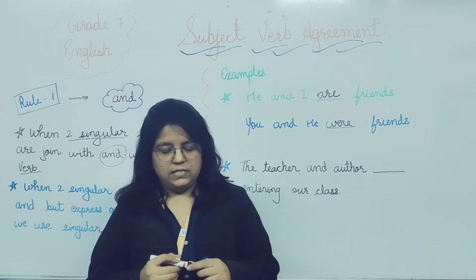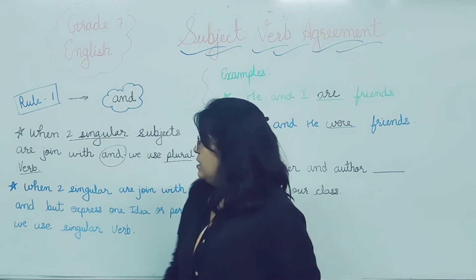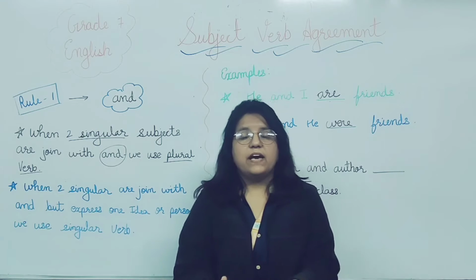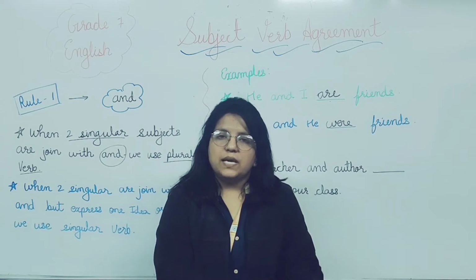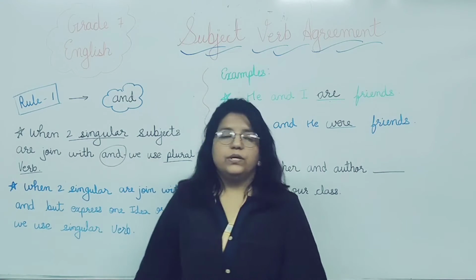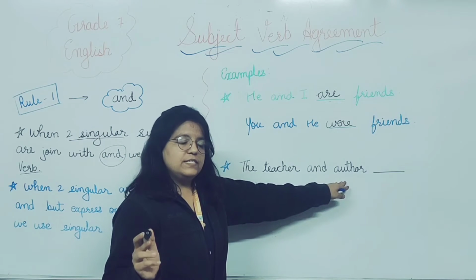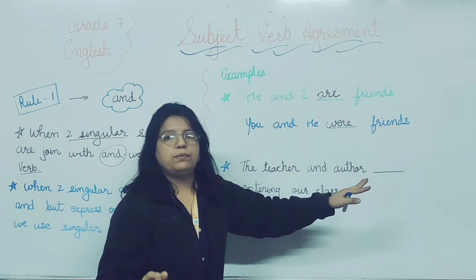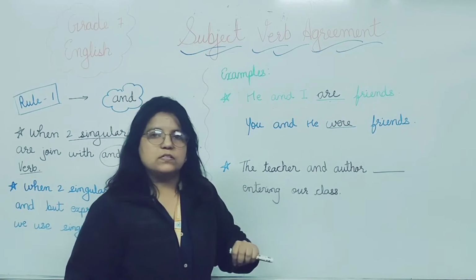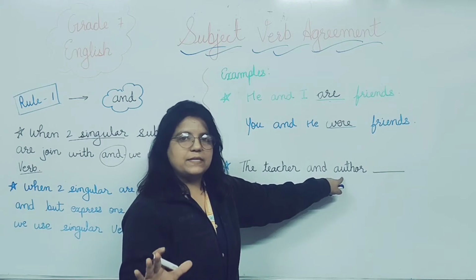But in case they both have the same idea or they both are the same person, like when two singular subjects are joined together with and but they have the same idea or they are the same person, then we use a singular verb. Like you can see, the teacher and author. Now here you can see the teacher and author are one person only. Now you will say, ma'am, how do we know that the teacher and author are one person? Now the teacher and author are both subjects, right?